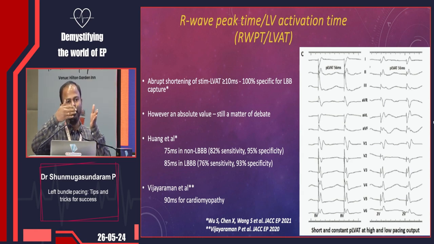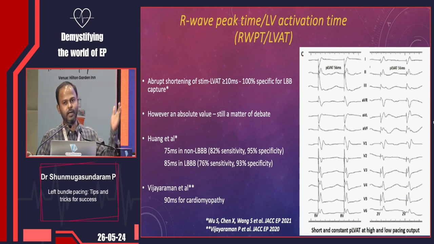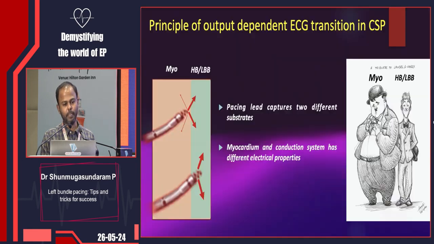On the other hand, if you are a little away from the left bundle, at high output you may be capturing the left bundle, so your RV peak time will be short. But once you reduce the output, you may lose the capture of the left bundle, so your RV peak time will be prolonged. So if you have a scenario where the RV peak time is short at high output, but prolonged at low output, you may have to give additional rotations to get into the left bundle. So this is probably the quickest criteria which can be applied for confirming the capture of left bundle.